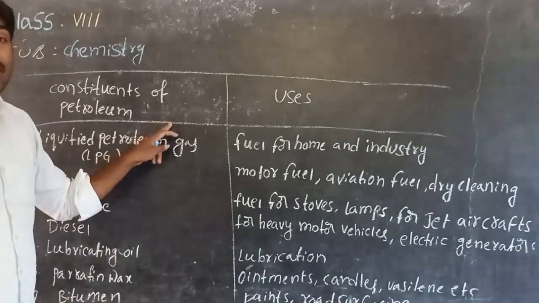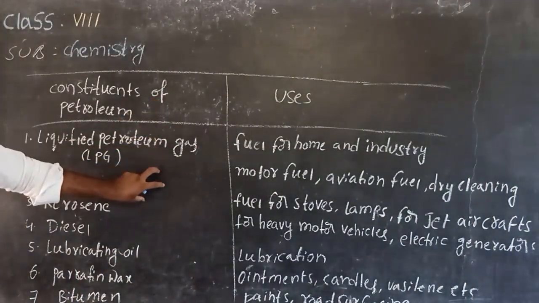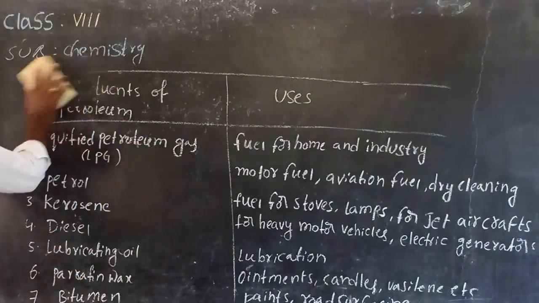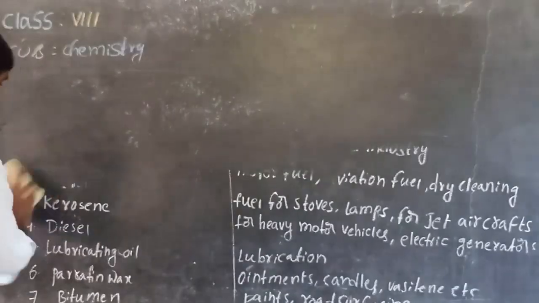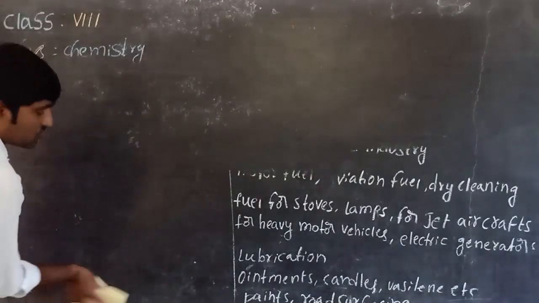Next, one more exhaustible natural resource is natural gas. So up to here understood, children? Please write down in classwork and learn it.